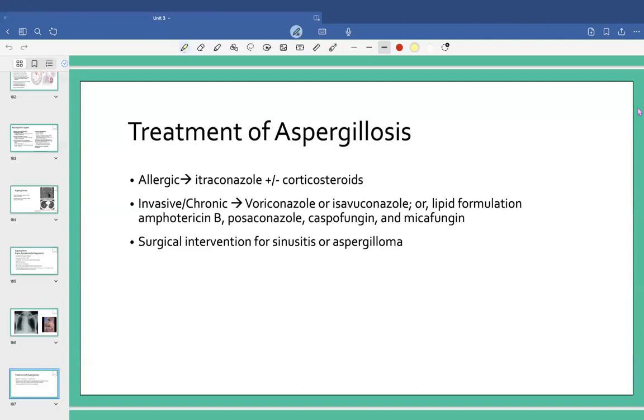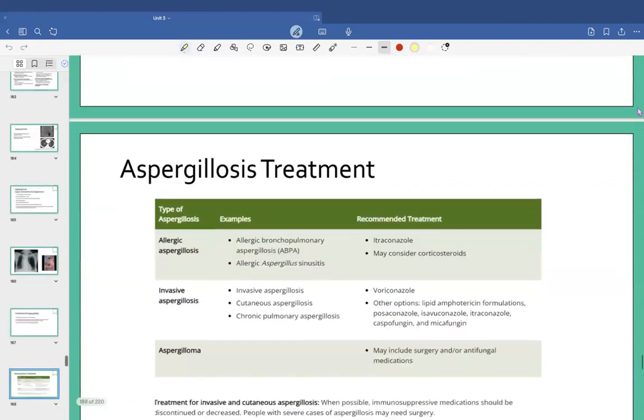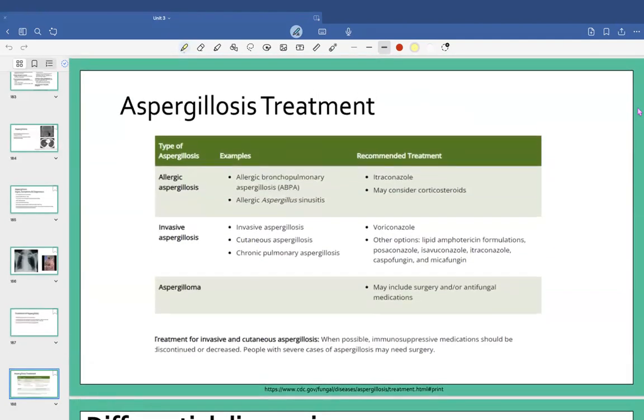This is treatment just in chart form for patients who like charts. So you'll see that allergic, itraconazole, possibly corticosteroids; the invasive, the voriconazole, the amphotericin, with the echinocandins; and then aspergilloma, possibly surgery or antifungal medication. Treatment for invasive and cutaneous, when possible, immunosuppressive medications should be discontinued or decreased to try to help build up their immune systems a bit. But again, people with severe cases may need surgery.